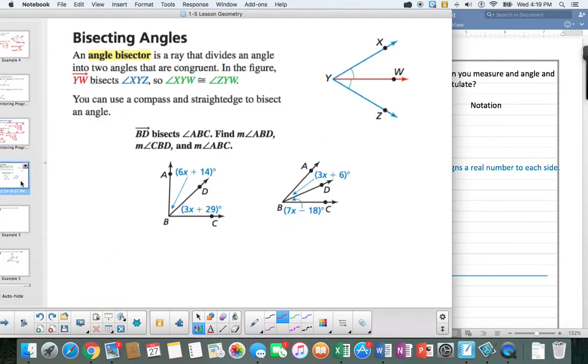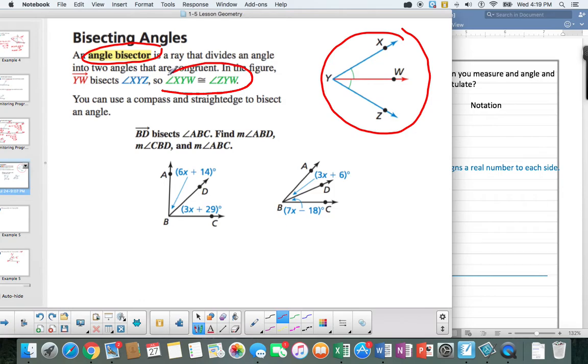Okay, let's talk about an angle bisector. That's the vocabulary word. That should be in your notes. You should copy the picture. An angle bisector, similar to a segment bisector, cuts something into two congruent shapes. In this case, it's two congruent angles. And when the angles are congruent, their measures are the same.